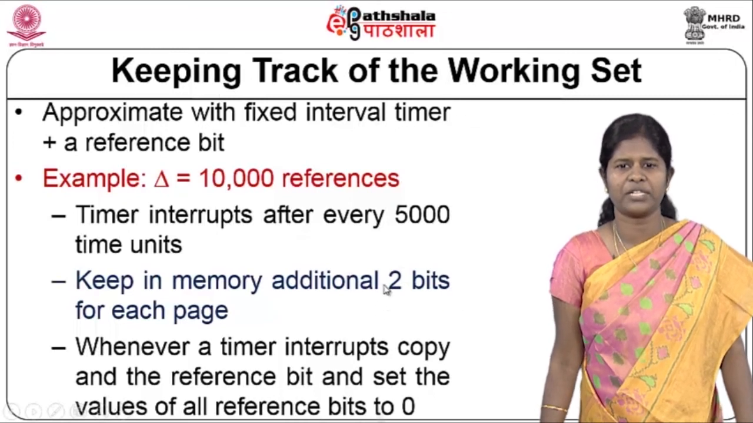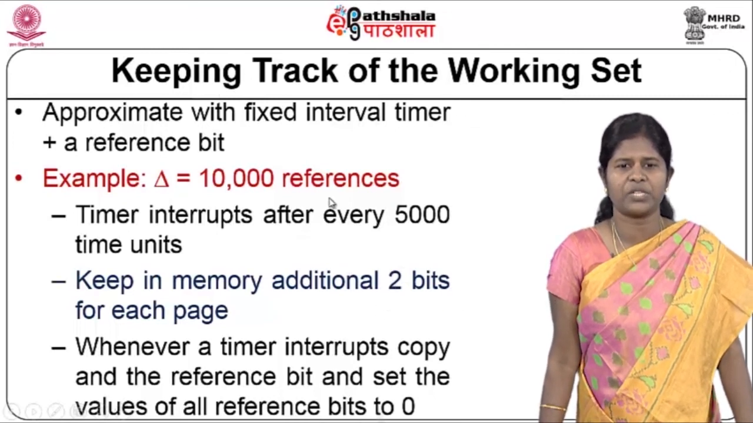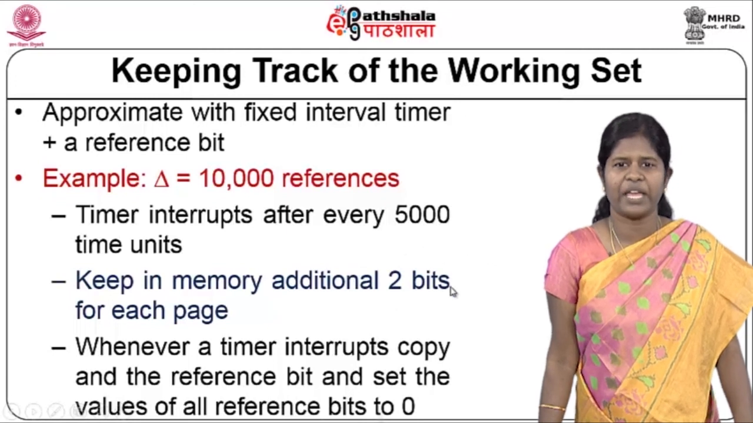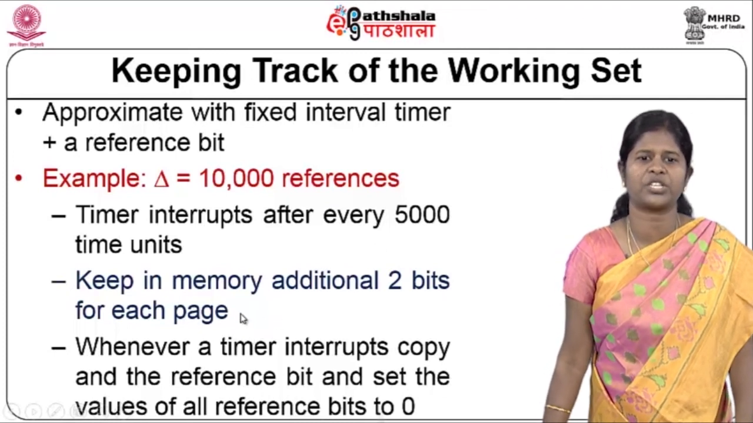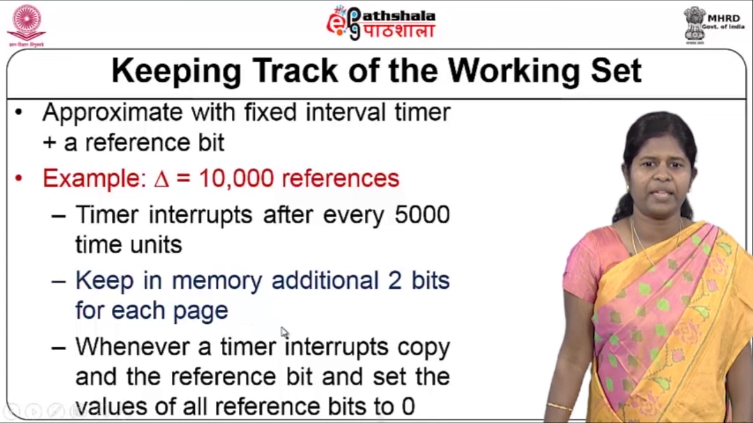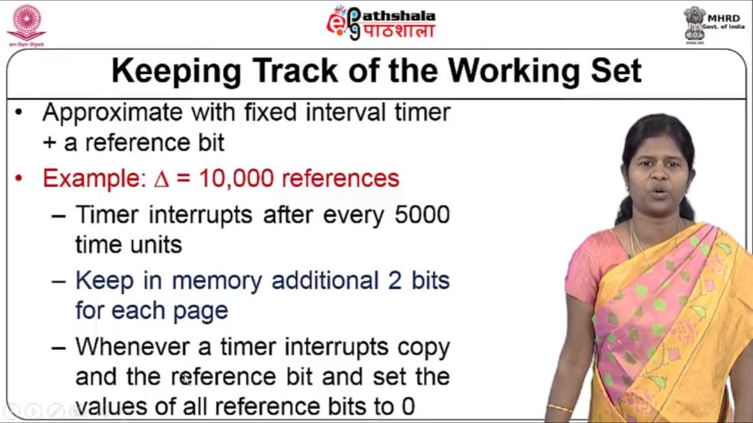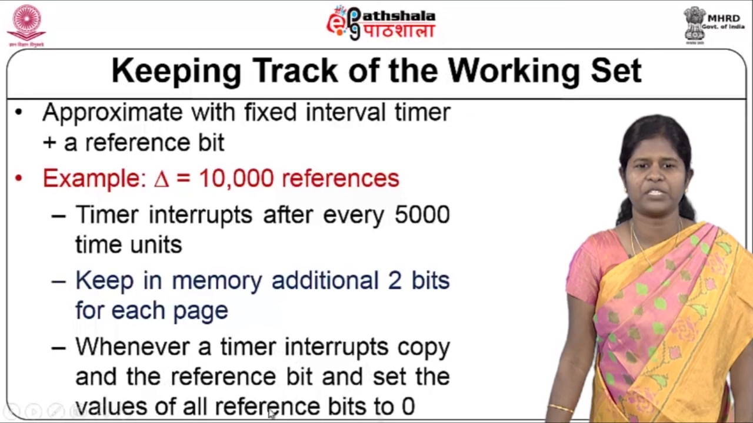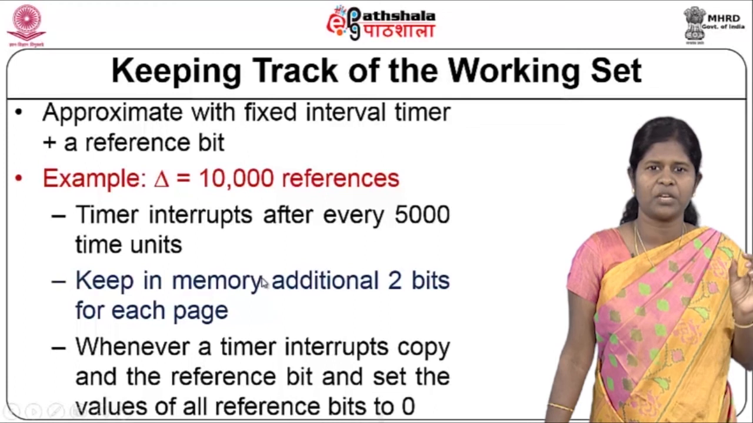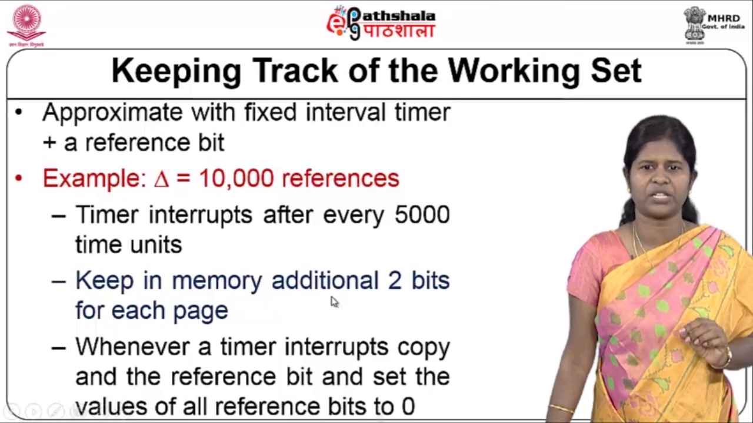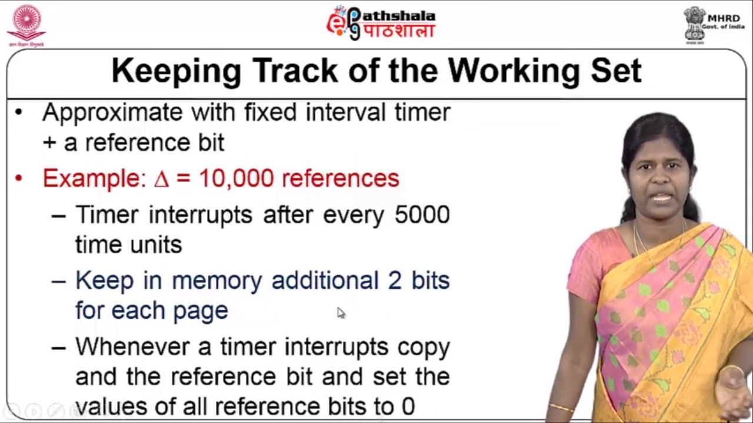So, at some particular time, say after 10,000 references, you will have a value in the reference bit. You will also have 2 values in these 2 bits that refer to, say, 5,000 to 10,000 and 10,000 to 15,000. From these bits you can understand which page was referred to recently. Whenever the timer interrupts, as I told you, you copy the reference bit onto these additional bits and set the value of the reference bit back to 0.